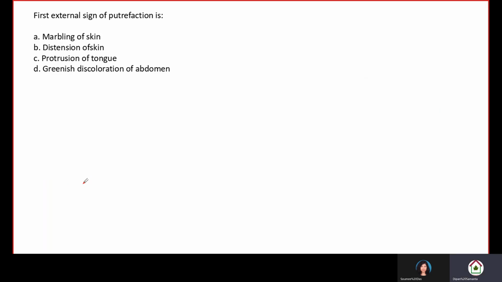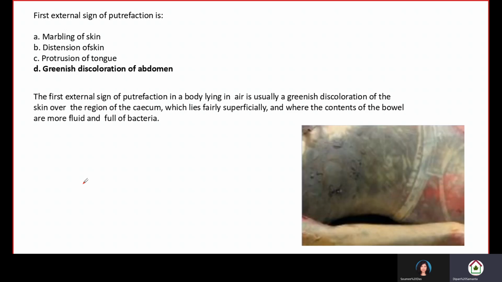First external sign of putrefaction is marbling of skin, distension of skin, protrusion of tongue, or greenish discoloration of abdomen. And the answer is greenish discoloration of abdomen.